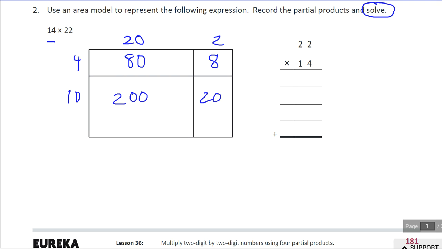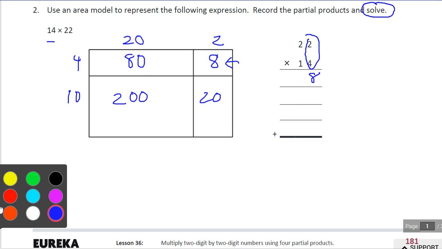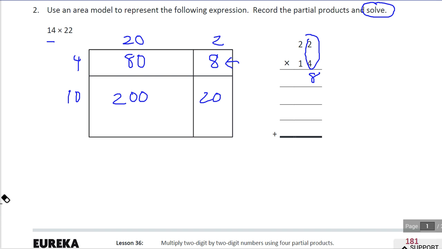In essence, we're looking at 4 times 2 first, and that's 8, which is the same 8 as this one right here. Then let's look at the 4 times this 2 here, which is actually 4 times 20. So where's our 4 times 20? This right here is our 4 times 20. Our 4 times 20 is 80.